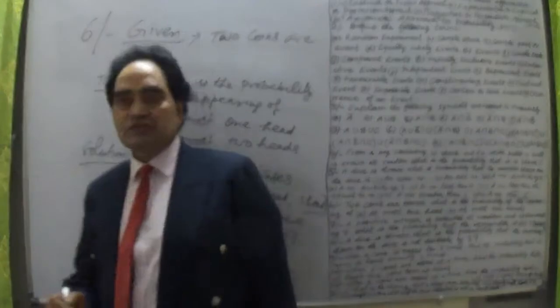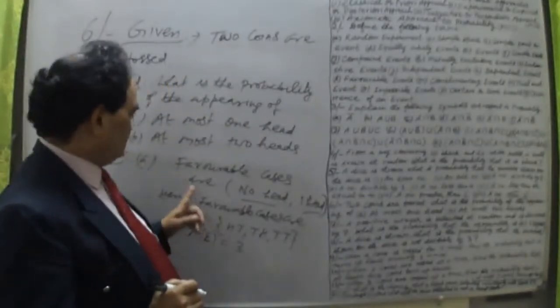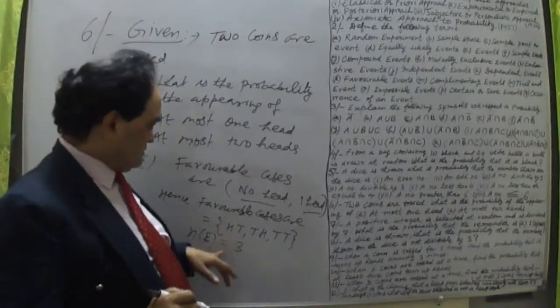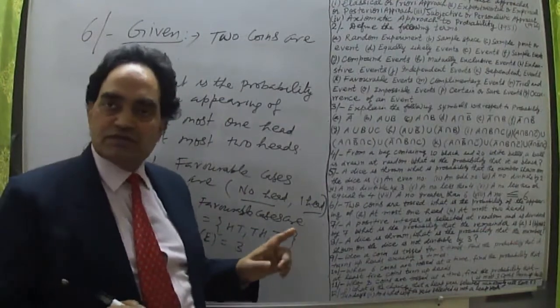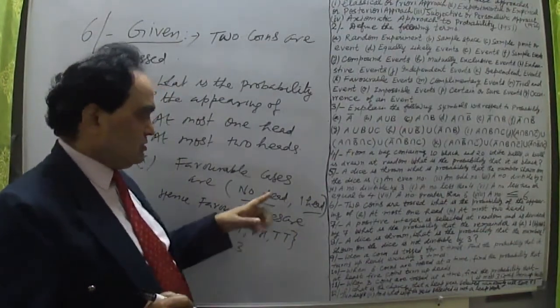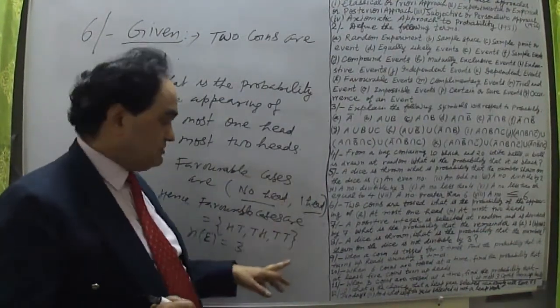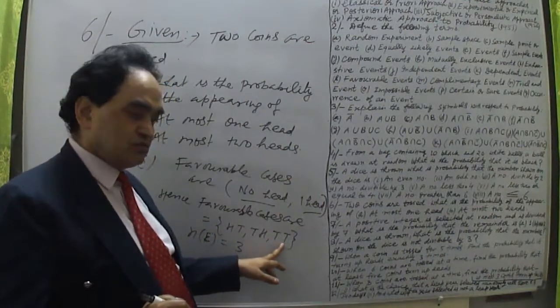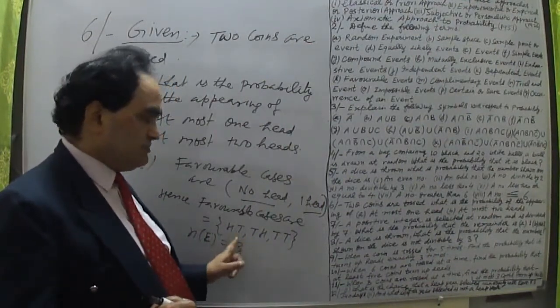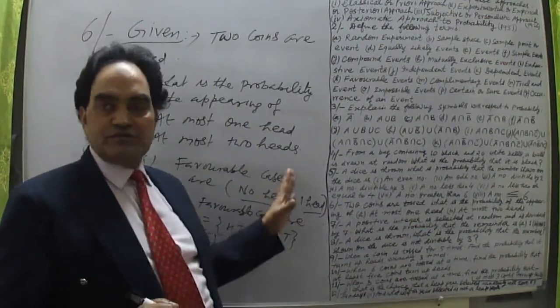Yes, friends. So we are continuing with question number 6, part A. What are the favorable cases in this case? Only no head and one head. No head means only tail. This is one possibility, and one head means there are two possibilities. Total 4 cases were there.